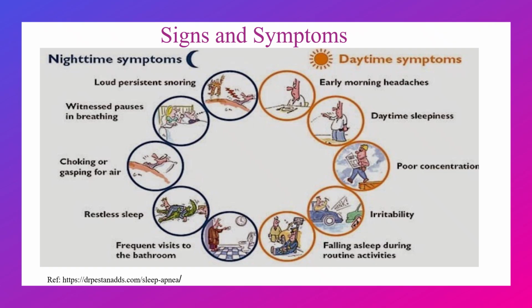So when there is a pause in breathing, the heart detects this signal, and there is a release of ANP hormone, which signals your kidney to excrete more salt and water, and this results in frequent urination. The daytime symptoms include early morning headache, daytime sleepiness, poor concentration, irritability, and falling asleep during routine activities.